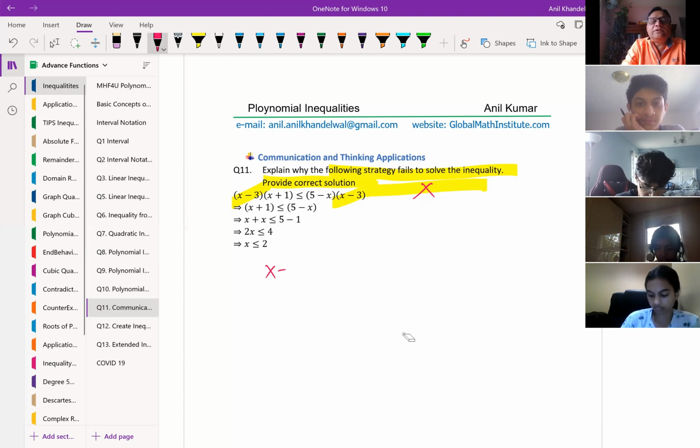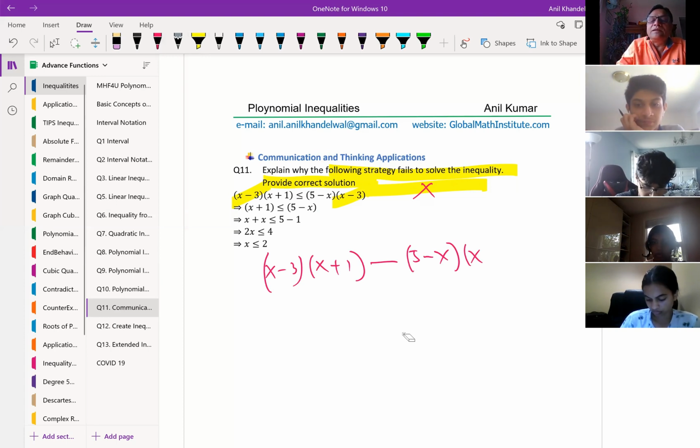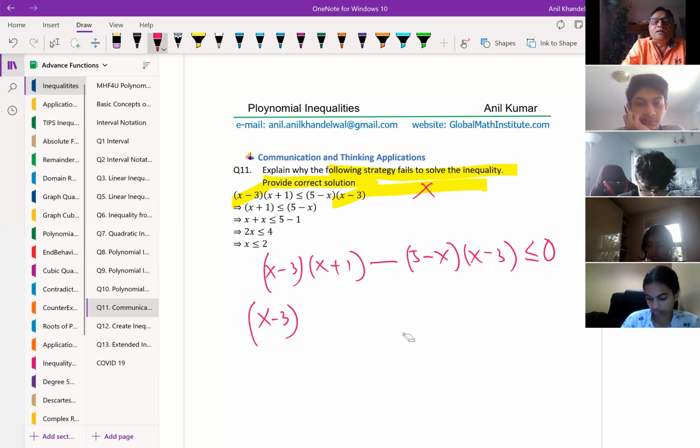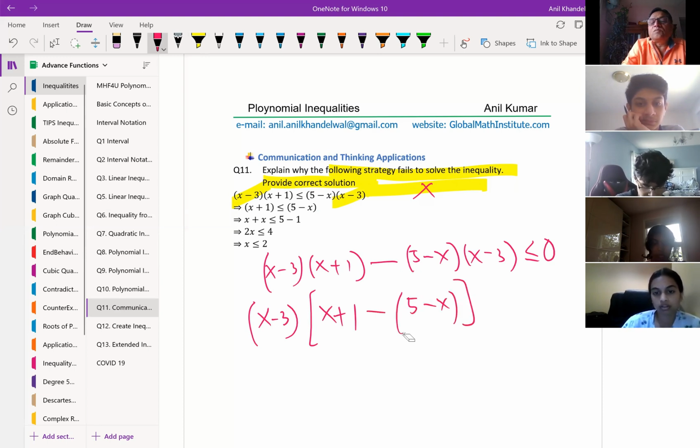You say x minus 3 times x plus 1, minus 5 minus x times x minus 3, is less than or equal to 0. Now you solve it. You get the idea. Don't cancel. Now x minus 3 is common. You get x plus 1 minus 5 minus x less than or equal to 0. So you get x minus 3 common.